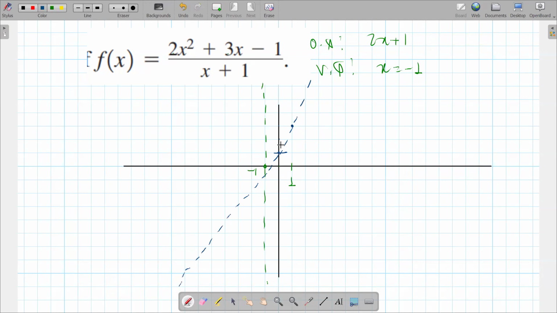My goal right now is to see whether I'm below this asymptote, or if I'm above that asymptote. If I'm up there, then the shape will be like this. If I'm down here, then the shape will be like this. So let's plug 1 in there. That gives me 2 plus 3 minus 1 over 2. 5 minus 1, 4 over 2. That's a 2. So at 1, my y value is 2, which is here.